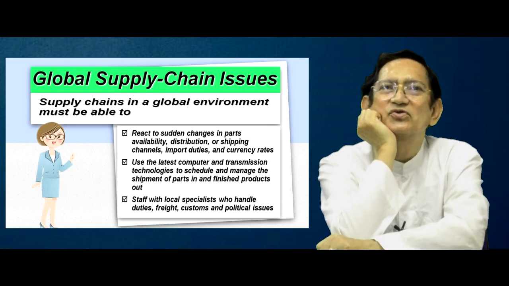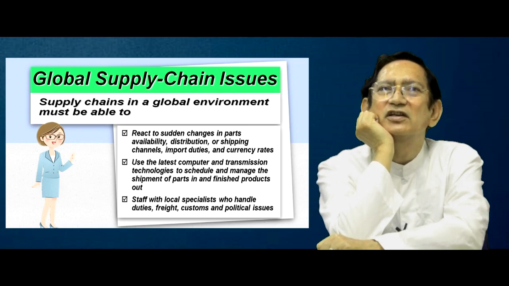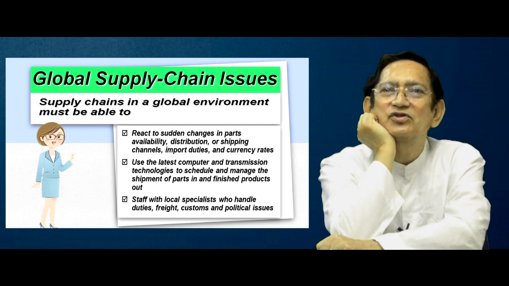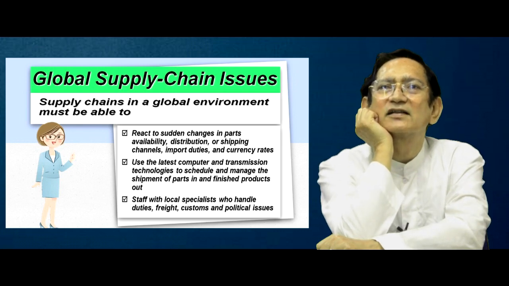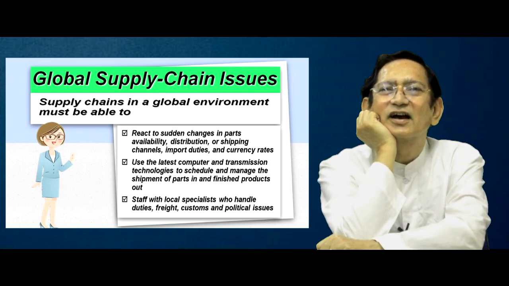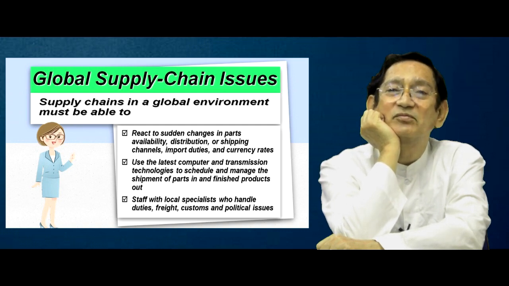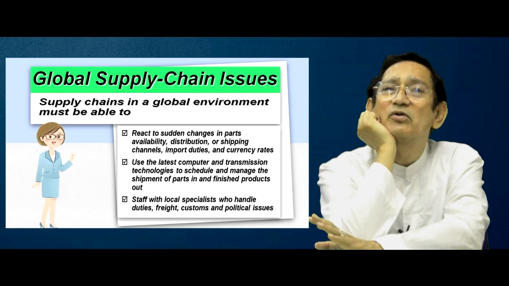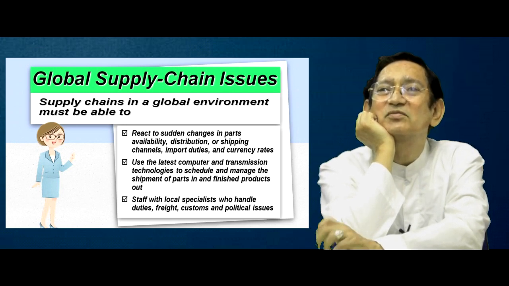Global supply chain issues involve supply chain in a global environment must be able to react to sudden change in part availability, distribution or shipping channels, import duties and currency rates. Currency rates play a very vital role, because you may buy something at some rate today between say rupee and dollar, and if rupee falls, that means the profit that you thought you will earn will go away, because your money has become cheaper.